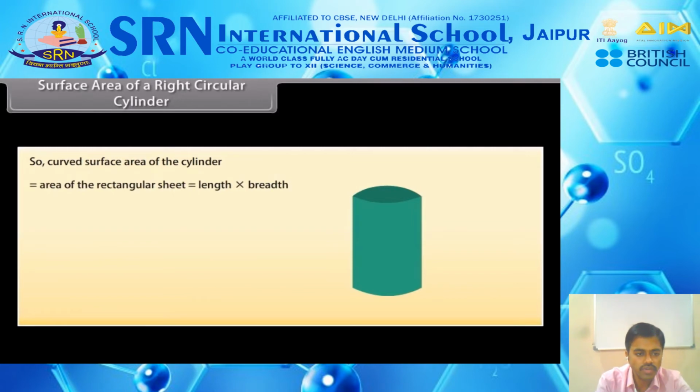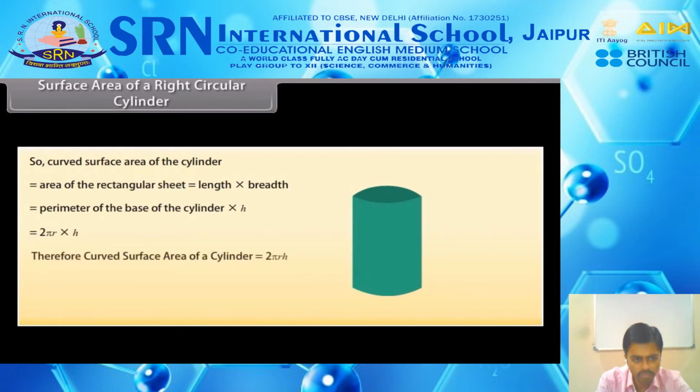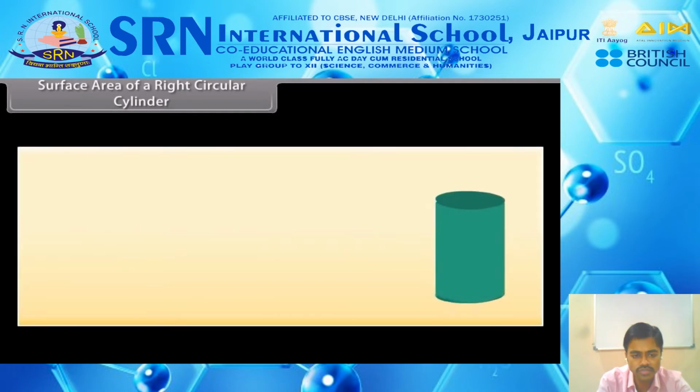So it is given as the area of the rectangular sheet, that is length into breadth, which is equal to the perimeter of the base of the cylinder into height, that is 2 pi r into h. Therefore the curved surface area of a cylinder is given as 2 pi r h.